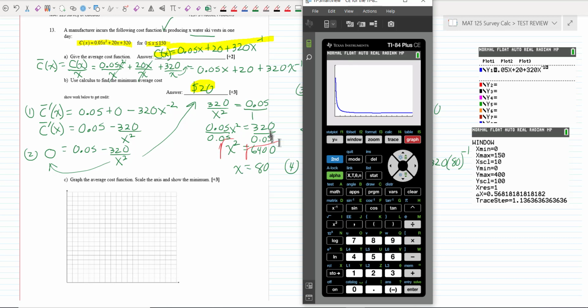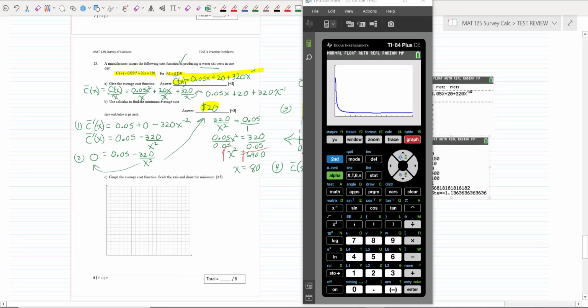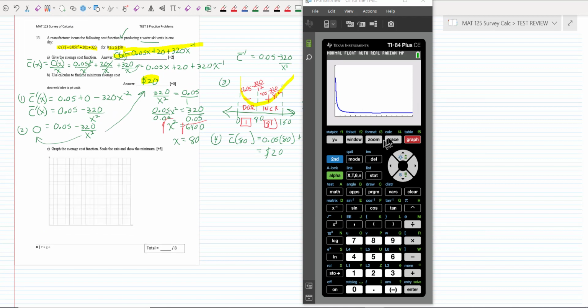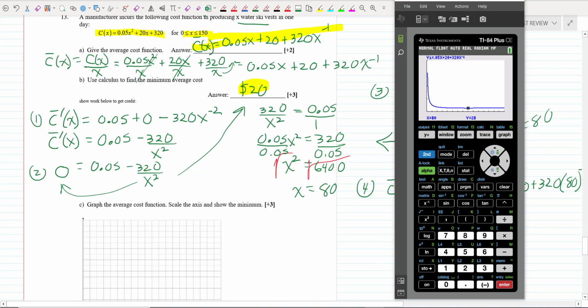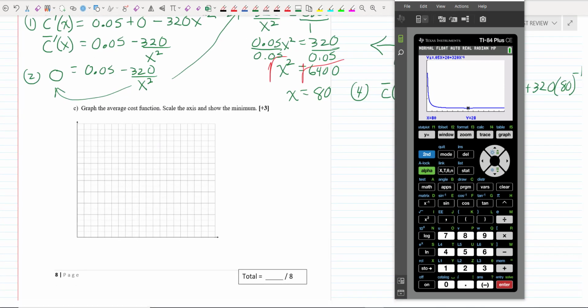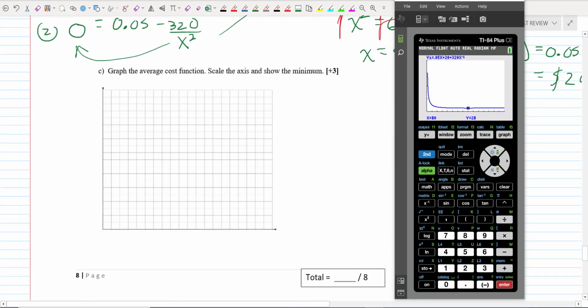So let's go ahead and put this up here. You can kind of see the minimum here, and if you trace it at 80, that's showing the minimum of 20 like we got, so that's not bad. Now let me show you what I would want for a graph. I mean, you're using your calculator. There's absolutely no reason why your graph shouldn't be really accurate. Okay, so we're going to go to 150, and we said we'd scale by 10.